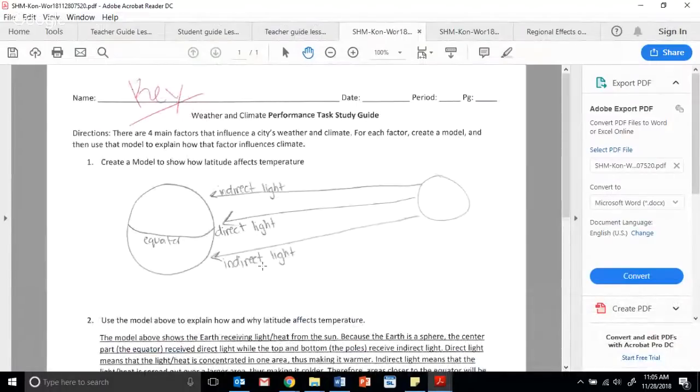Not in class today, but I still wanted to make sure that I got to go through and explain. There's no assembly today.